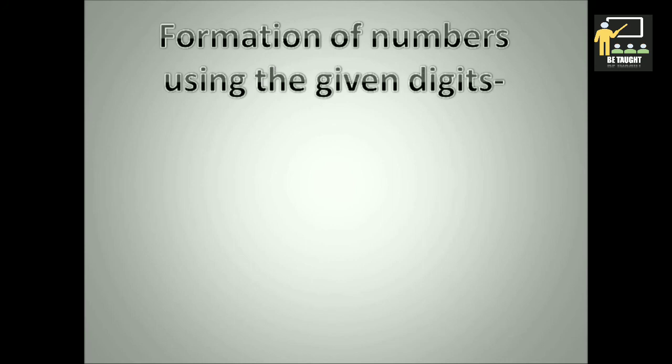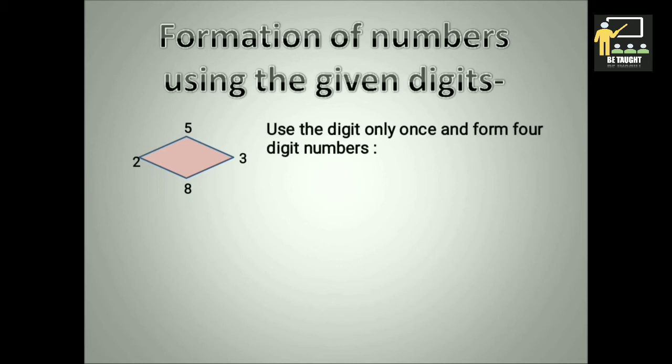Now we shall learn about the formation of numbers using the given digits. A figure is given and a few digits are given to us. Using these digits we have to form 4-digit numbers, but we have to use each digit only once. So 5,283, 2,835, 8,352, 3,528, 5,832 and many more numbers can be formed, but you have to use each digit only once and you have to form 4-digit numbers.